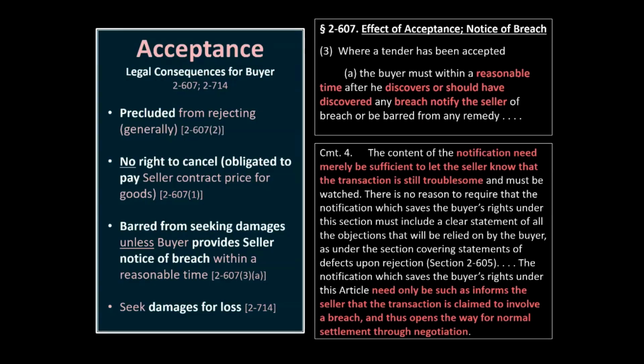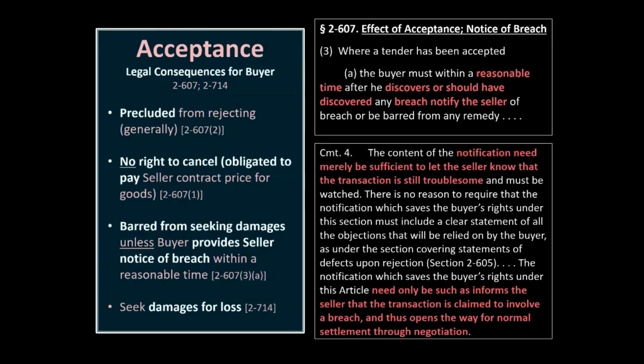There is no reason to require that the notification which saves the buyer's rights under this section must include a clear statement of all the objections that will be relied upon by the buyer as under the section covering statements of defects upon rejection. The notification which saves the buyer's rights under this article need only be such as informs the seller that the transaction is claimed to involve a breach and thus opens the way for normal settlement through negotiation. So all that is required of the buyer's notice is to simply put the seller on notice, so the seller can investigate the buyer's claim, prepare for potential litigation, or initiate negotiations with the buyer in pursuit of a settlement.